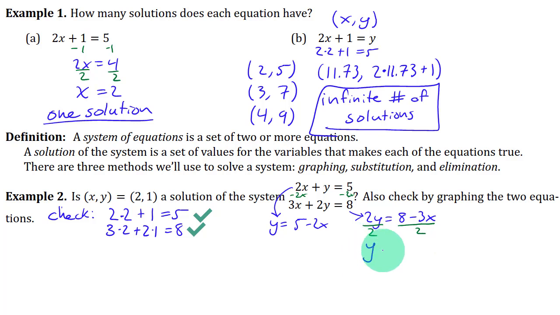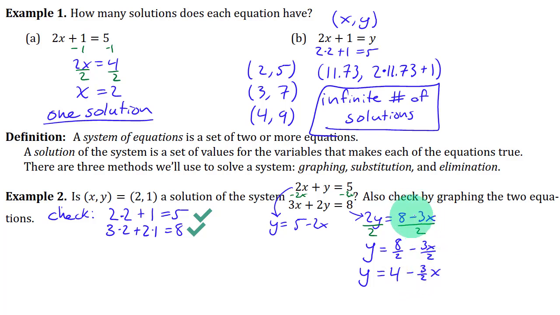And here, dividing both sides by 2 means you have to divide the entire right side by 2, which is actually the same as doing 8 divided by 2 minus 3x over 2. And that you could just write as y equals 4 minus 3 over 2 x.